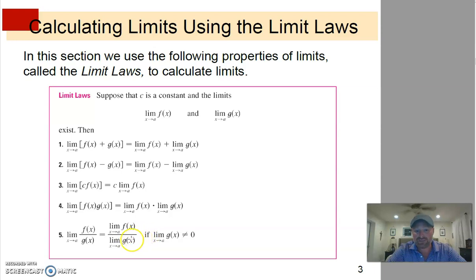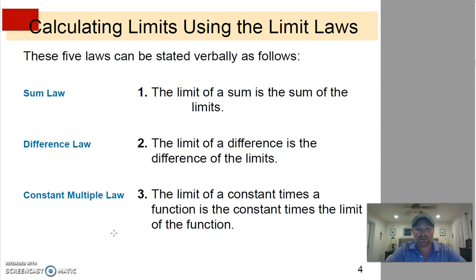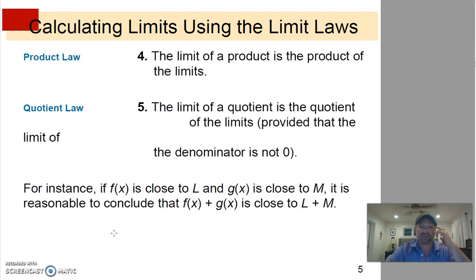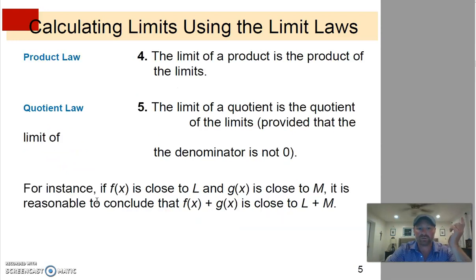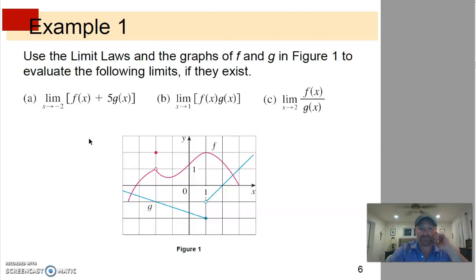The key thing with division, though, is you have to remember that you can't have the function g of x in the denominator equal to 0. The limit as x approaches a of g of x cannot equal 0, because if it does, it's undefined. Okay? And so basically these next two slides just sum up what I talked about. The names of the rules are the sum law, the difference law, the constant multiple law, which was the constant one with c, the product law, and then the quotient law.